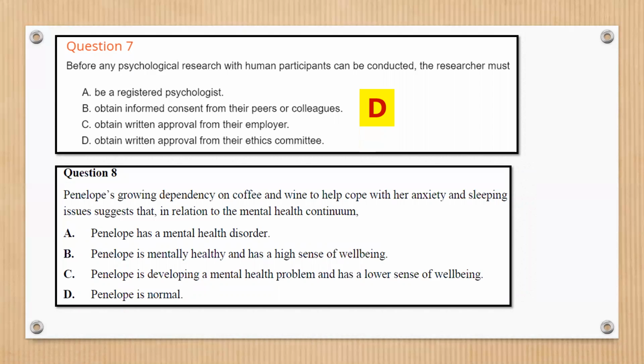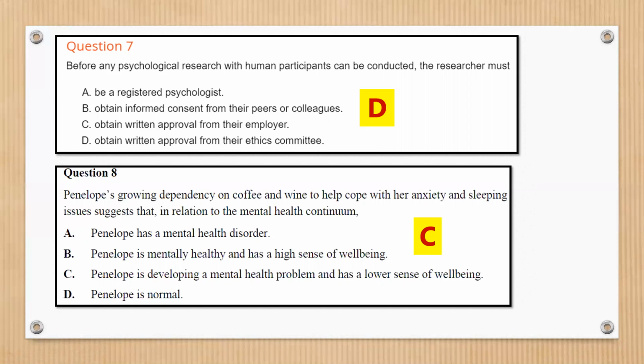Question 8, so Penelope's growing dependency on coffee and wine to help cope with her anxiety and sleeping issues suggests that in relation to the mental health continuum, and your best answer here will be C, because we can't say that Penelope has a mental disorder.